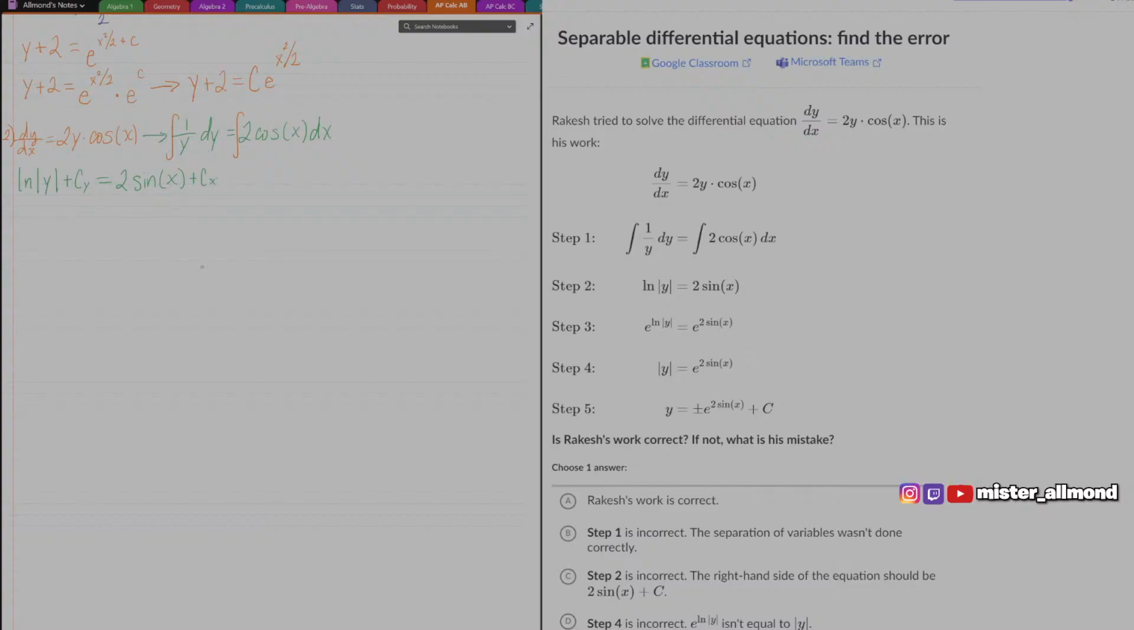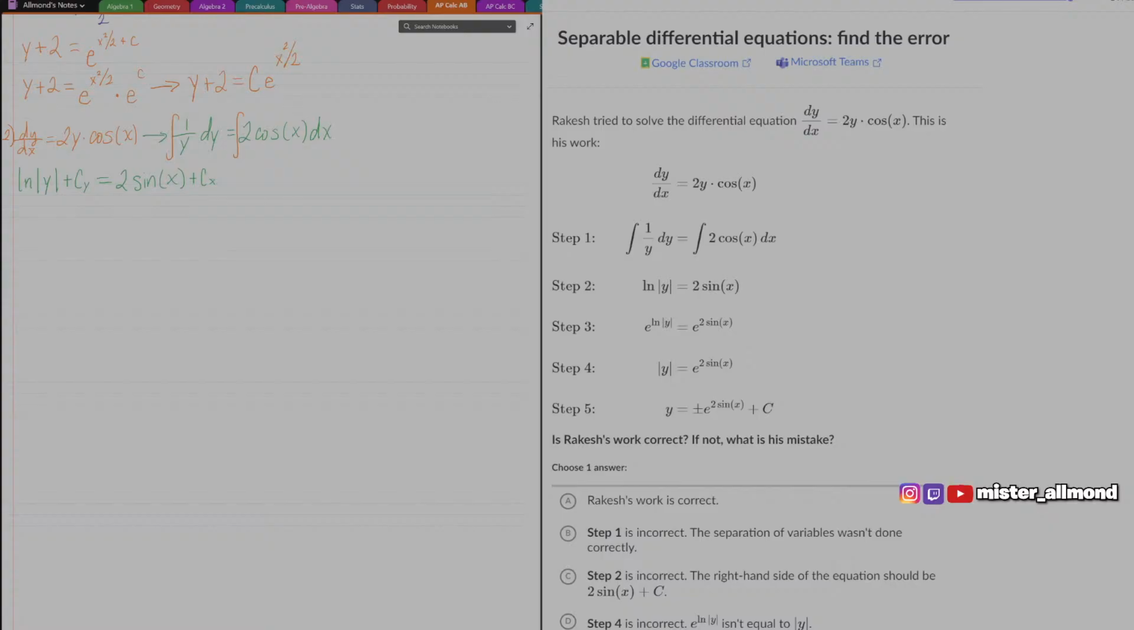Okay, from here, algebra. We're going to try to get y by itself. First, let's check their work. So step 1 looks good. Step 2, ooh, I noticed something. The only time they include their plus C is at the very end, which is not correct. Their plus C should be in step 2. At the very least, they should have a plus C on the right side.